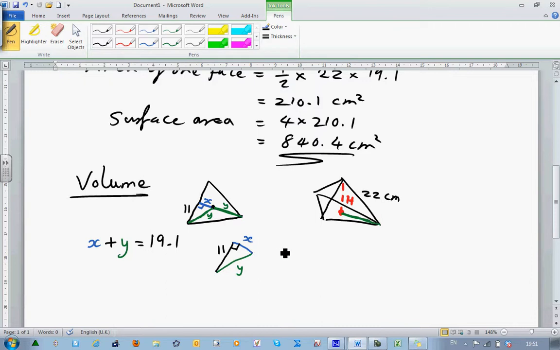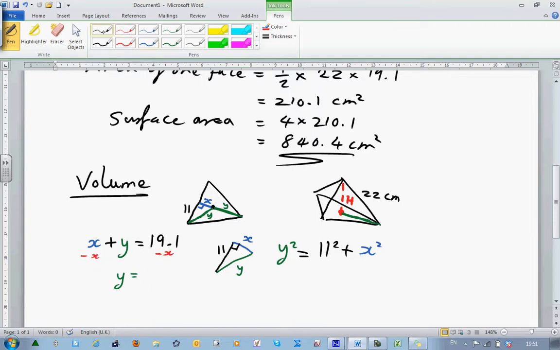Okay, so from here, from this left hand side, if I take x from both sides, then we end up with 19.1 minus x, and that's the value for y.